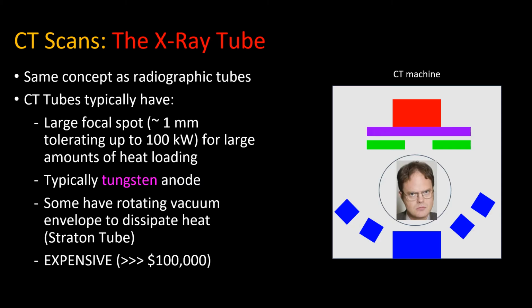So this means it can tolerate a large amount of heat loading. The anode is typically made of tungsten, and some have a rotating vacuum to help dissipate heat, and these are very expensive.